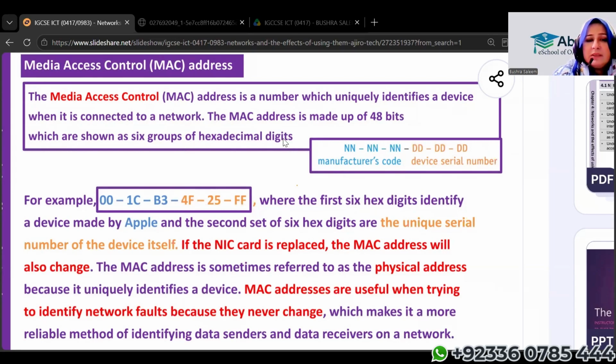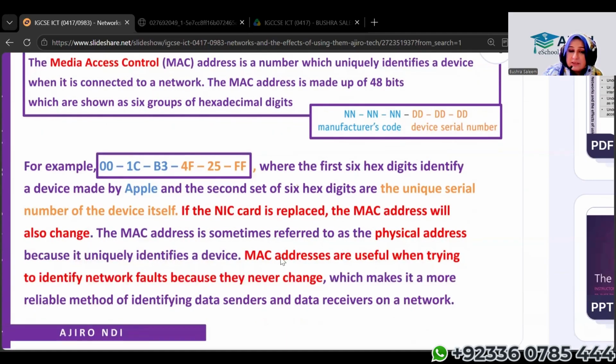This MAC address is made up of 48 bits, shown as six groups of hexadecimal numbers like this. The first three groups consist of the manufacturer code, and the other three groups show the device serial number. Like 01 1C B3 shows that this machine is an Apple one. Intel has a different one, and this is the serial number over there.